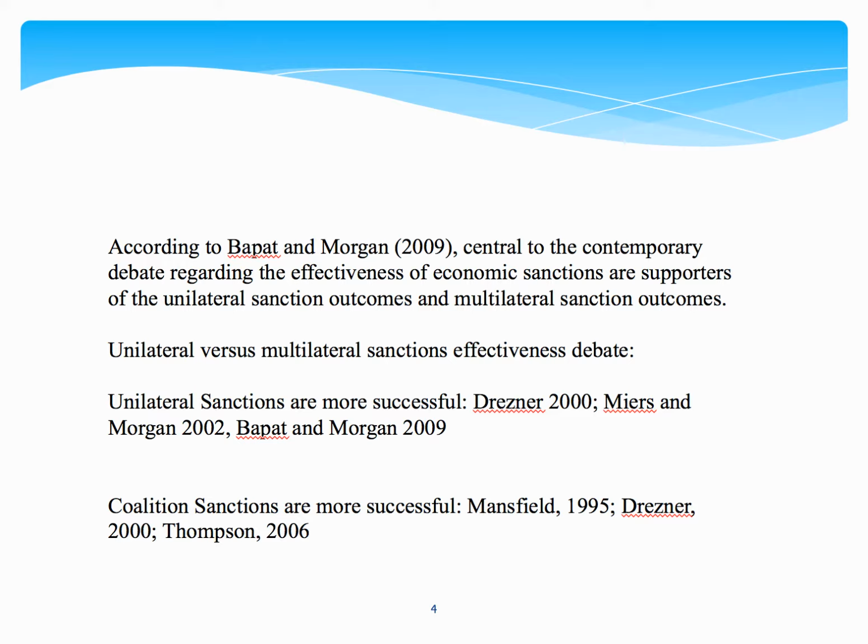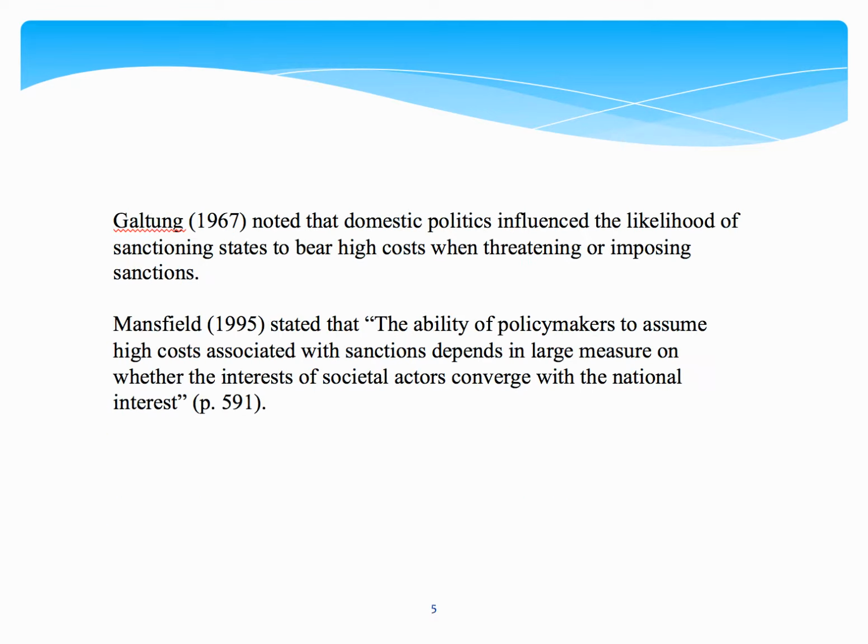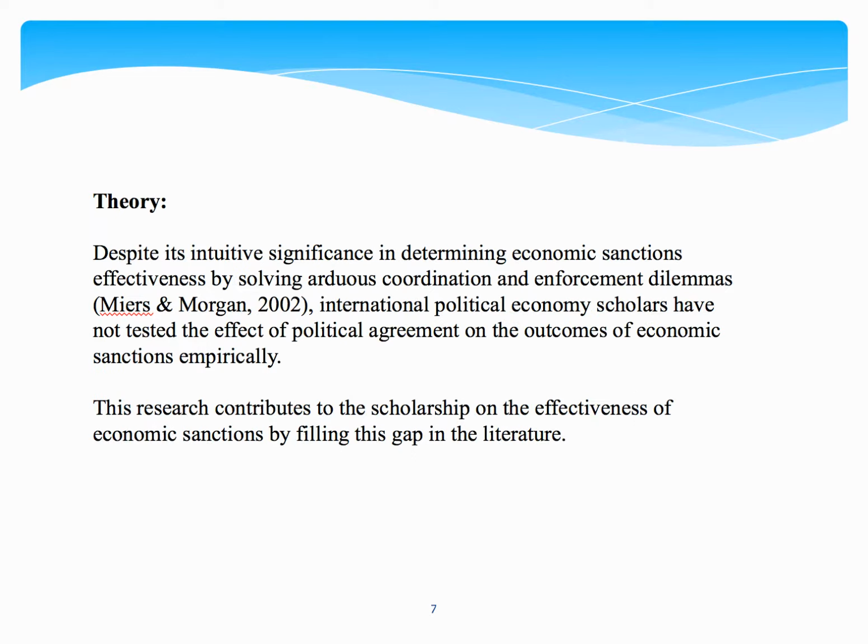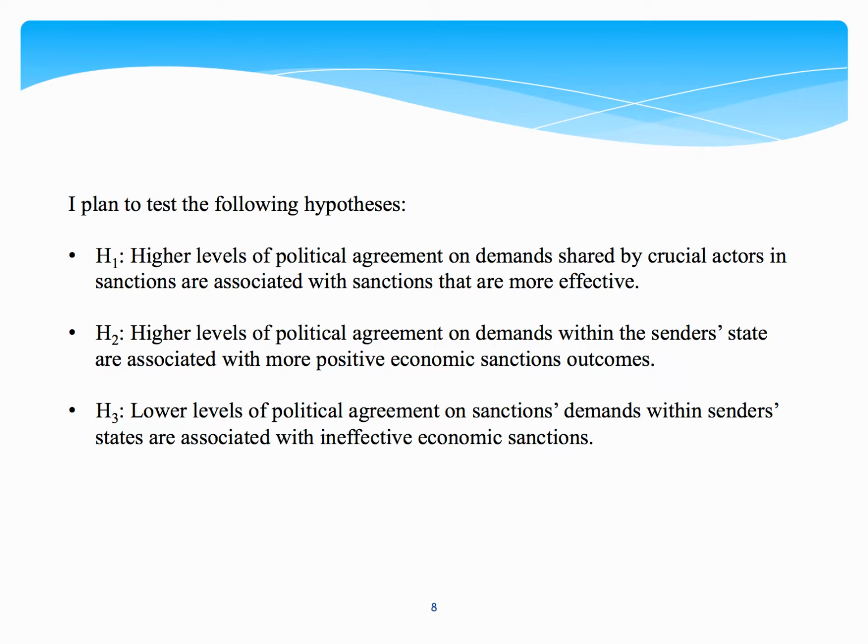And one of the most hot debate in this field is about whether unilateral or multilateral sanctions are more effective. This study looks at unilateral economic sanctions and looks at the level of domestic political agreement within the decision makers in the sender state, and looking at the influence of economic sanctions on the target state. So here, this is an ongoing work.